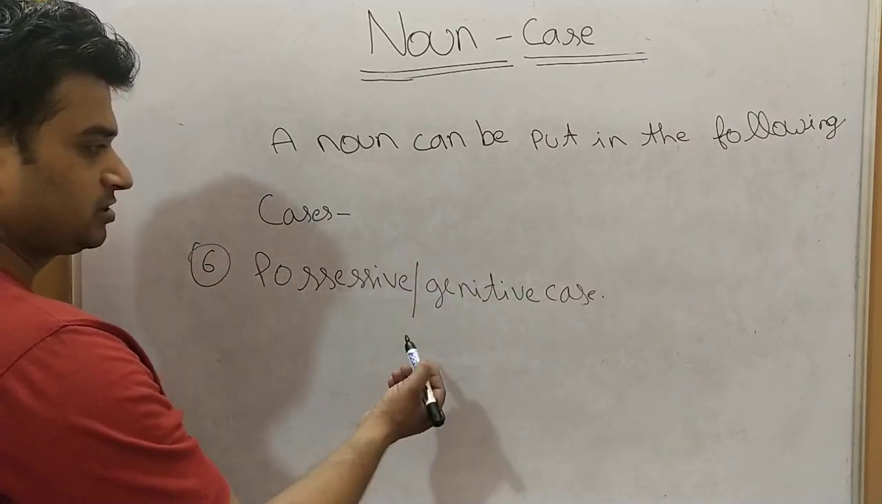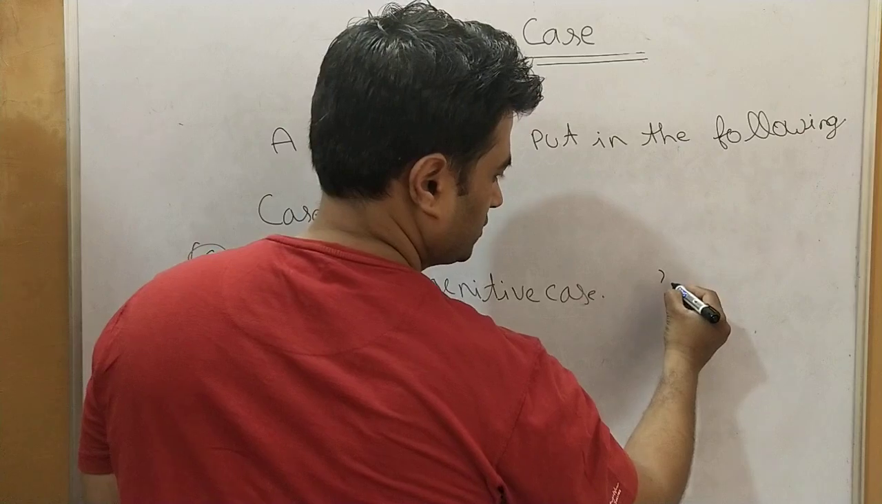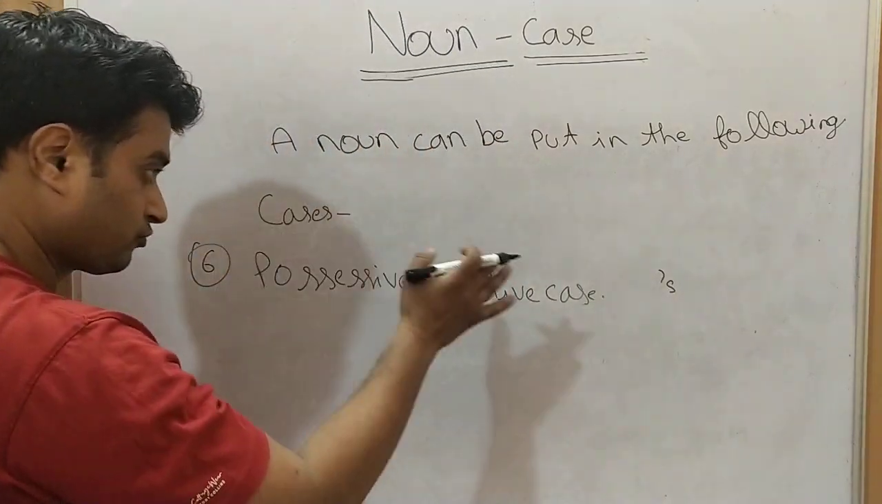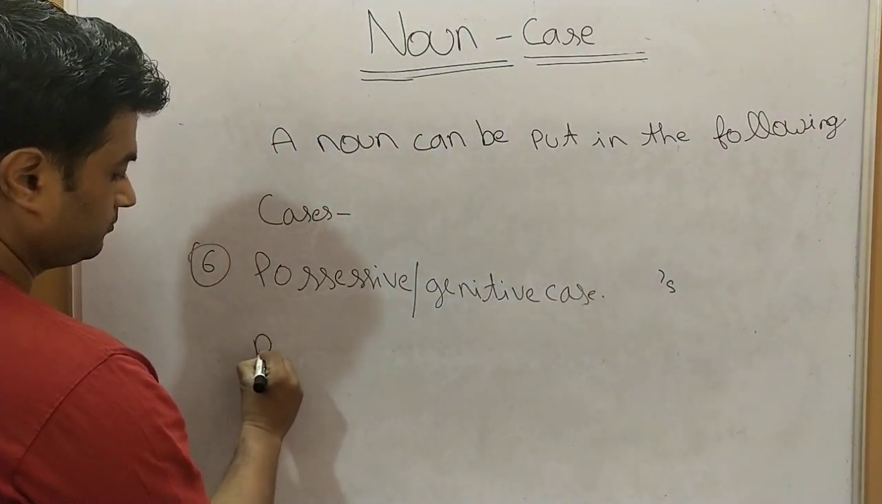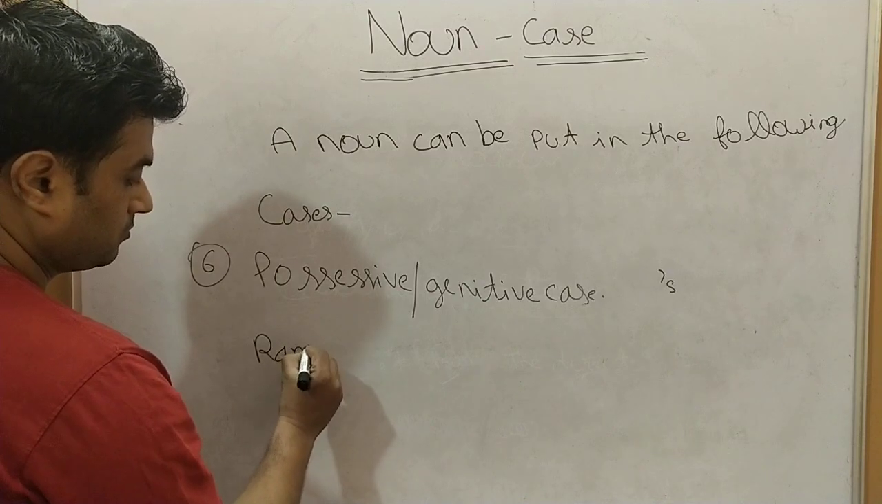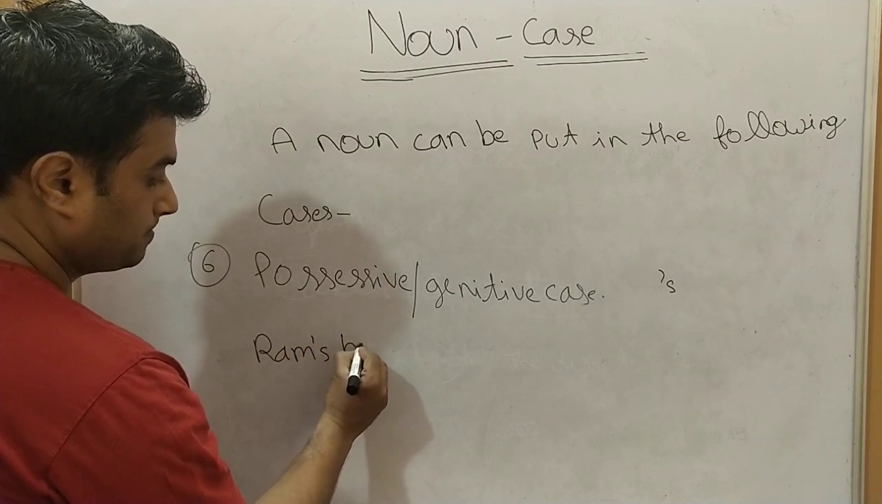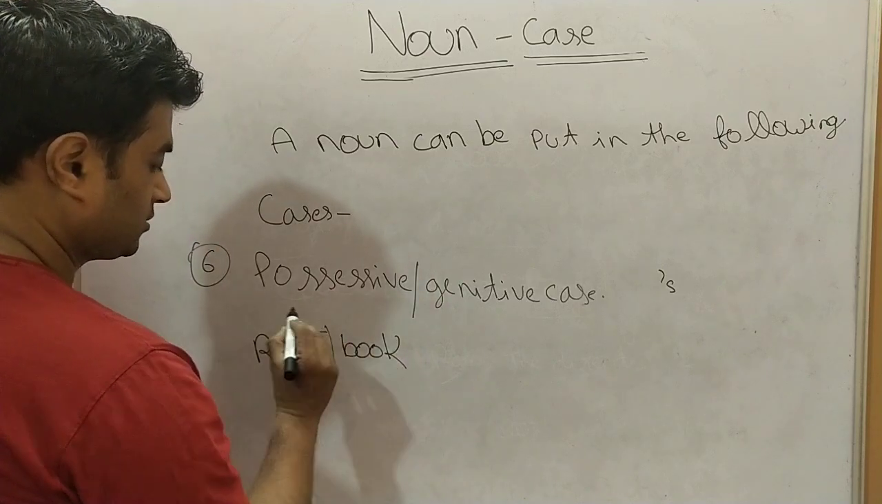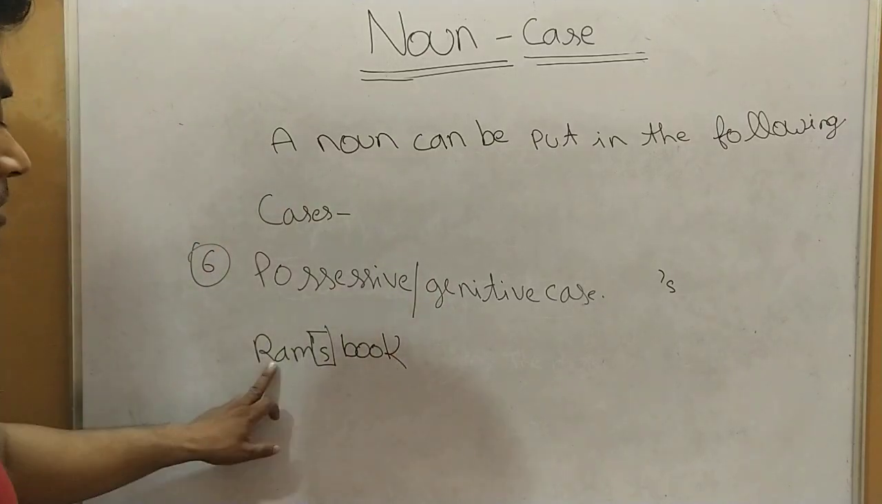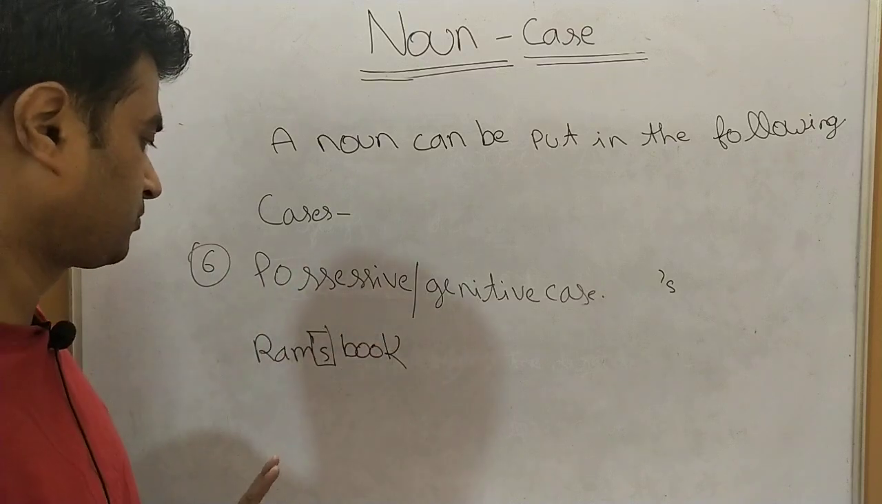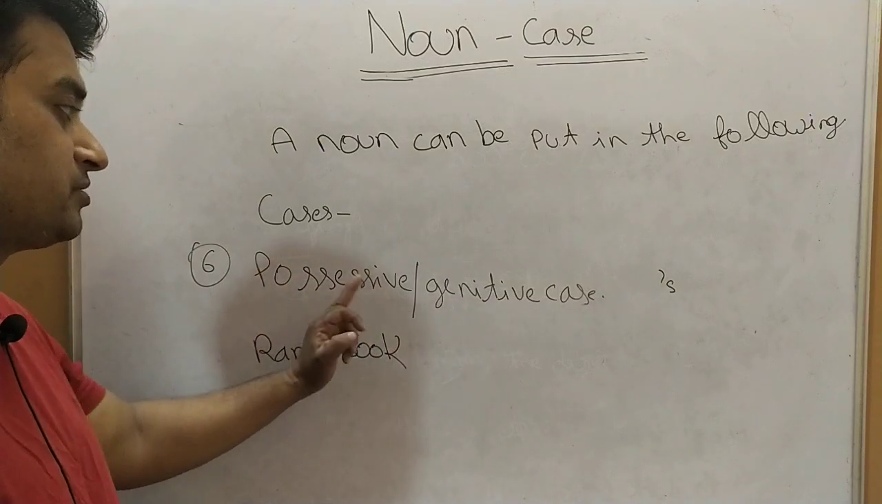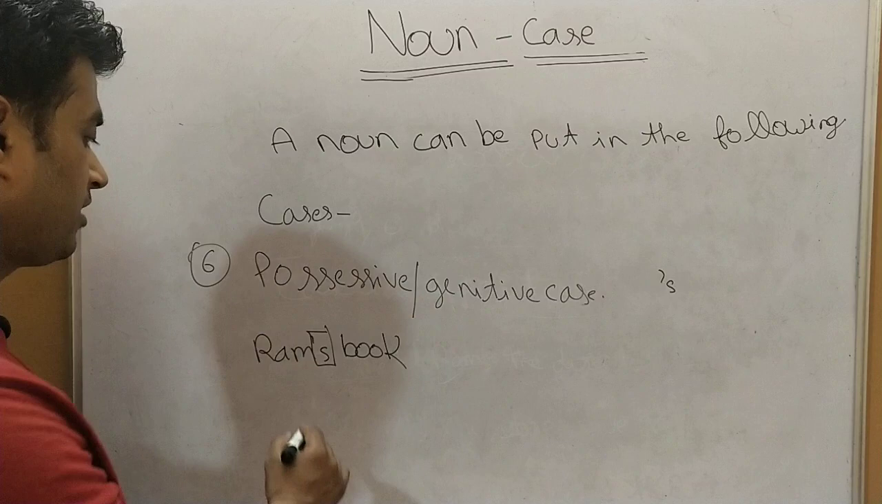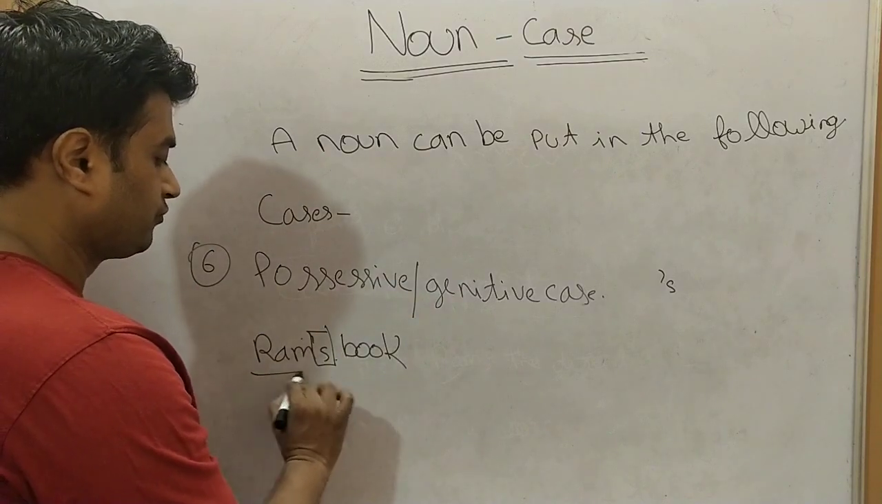So what is possessive case? Jaise hum log apostrophe s aise likhte hain, ye apostrophe s, this is Ram's book. To ye kya hai? Apostrophe s. To hum log yahan kya kahenge ki Ram jo hai wo possessive case mein hai. Ram is in the possessive case, because we have added apostrophe s to the word Ram.